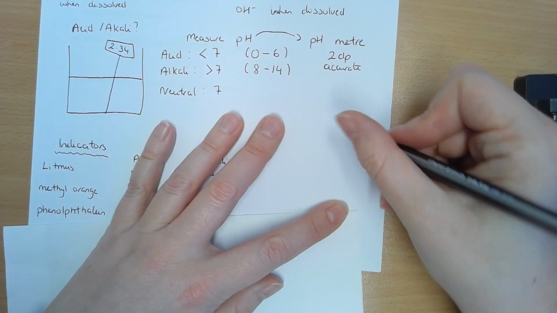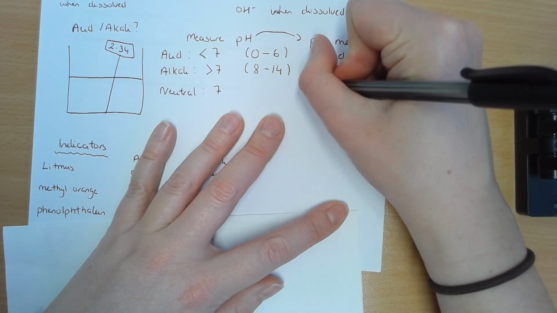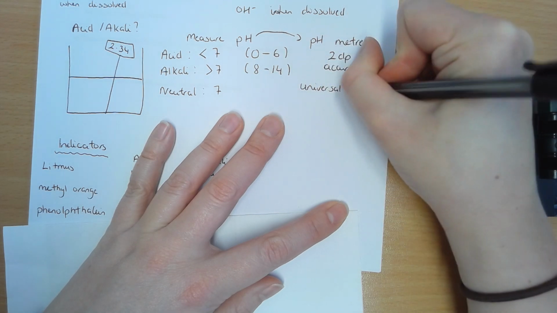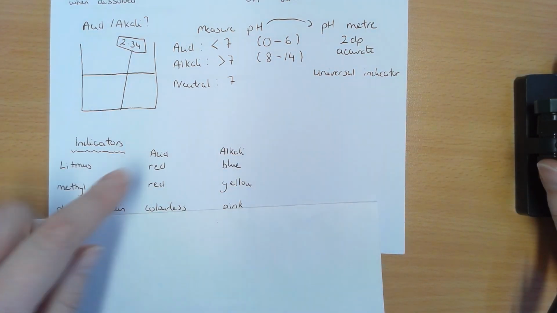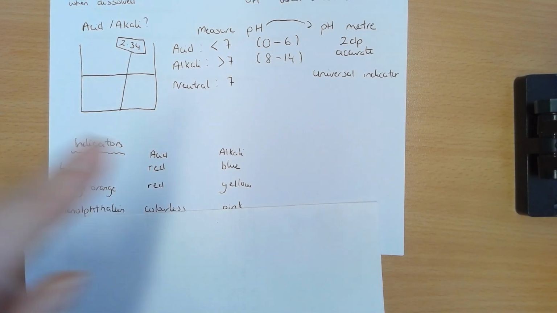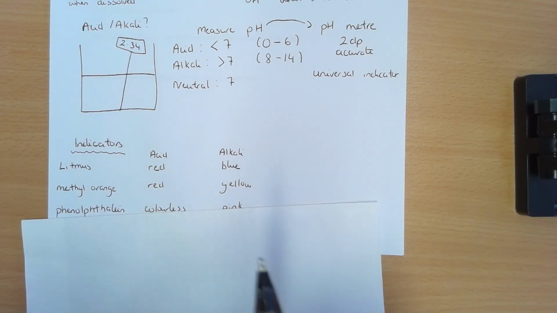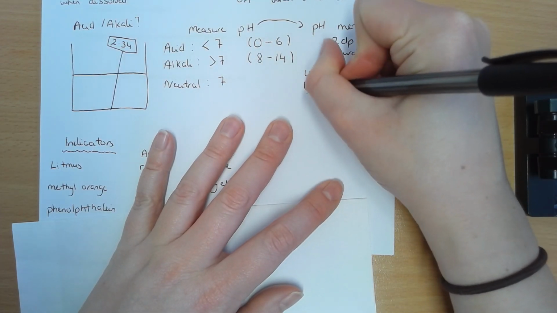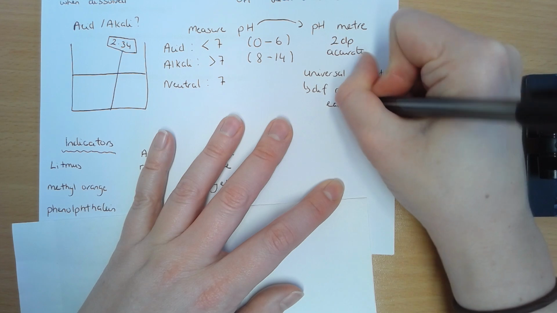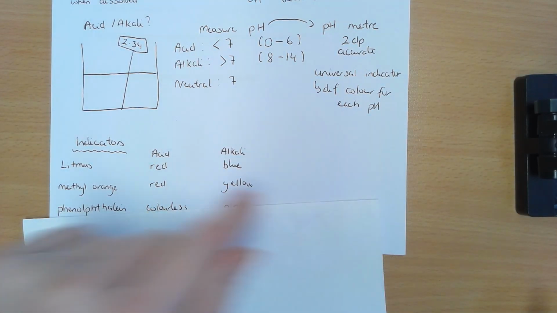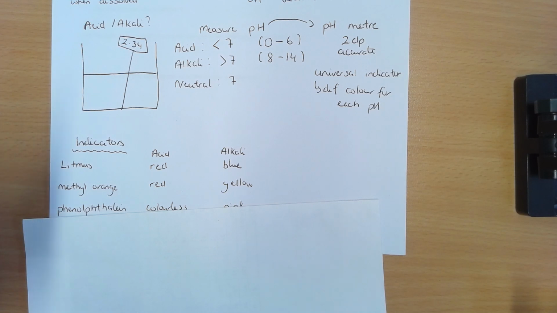Your other option is to use a different indicator, one called universal indicator. And with universal indicator, there's a different color for each pH. So it's not just red for an acid. It's dark red if it was 0. It's lighter red if it's pH 1. It's orange if it's pH 3. It's yellow if it's pH 5. So you have a different color for each pH. So that allows you to see if it's an acid or an alkali, as well as allowing you to see exactly what the pH is.